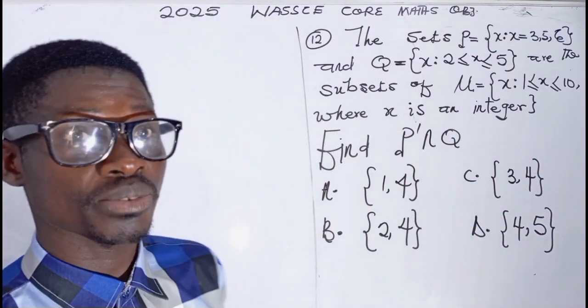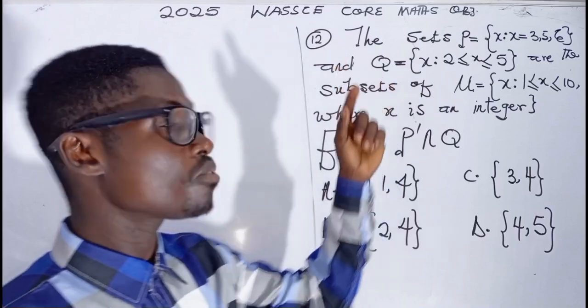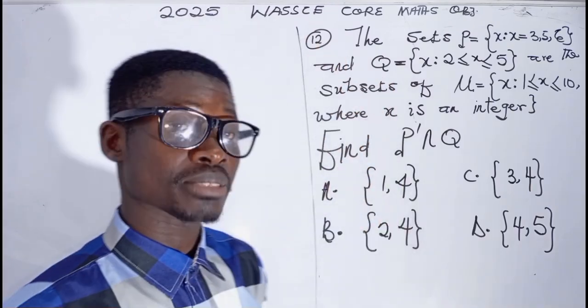So in this very lesson, we shall be looking at question number 12 of the 2025 WASSCE Core Mathematics objective questions.